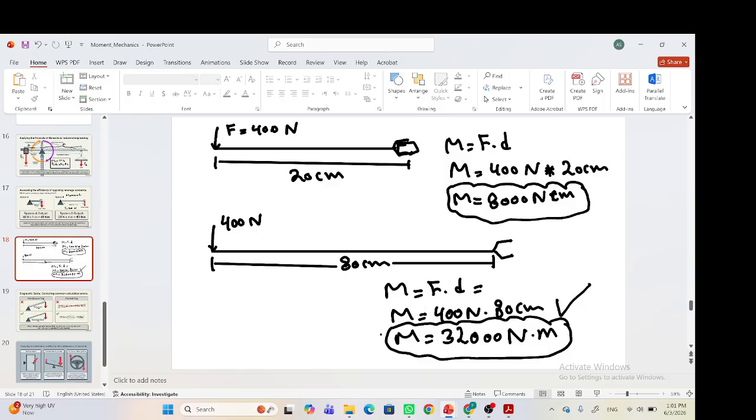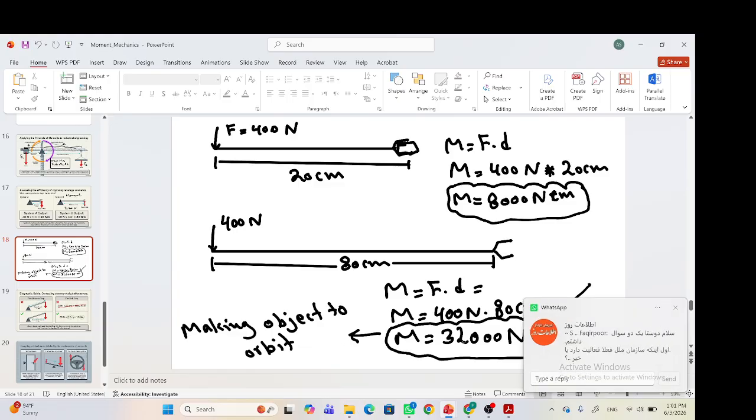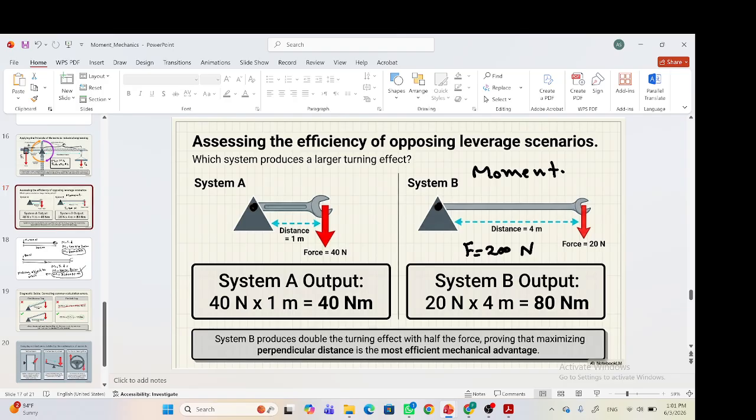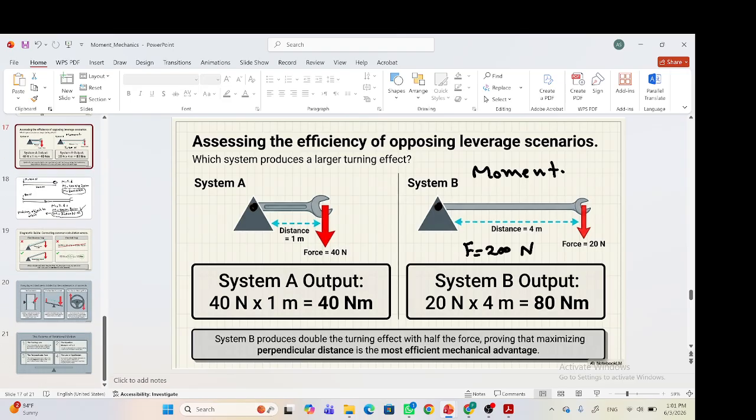So moment means the effect of making an object orbit or move around one specific point. In which option do we have more moment? In the second option. That's why if we have more distance we will have more moment, and if you have a short distance you will have less moment. So in the wrench, as much as the length of this tool is long, the moment will be also more.